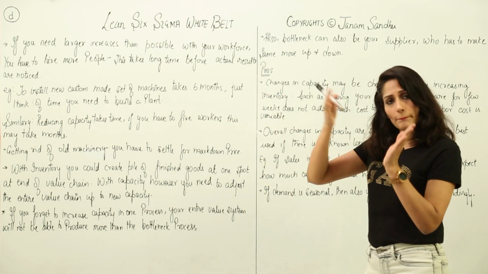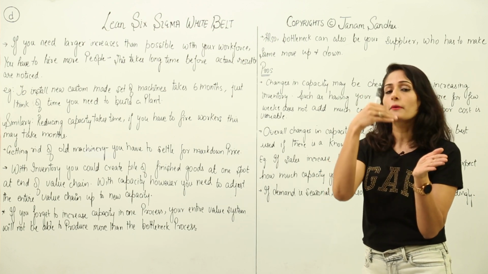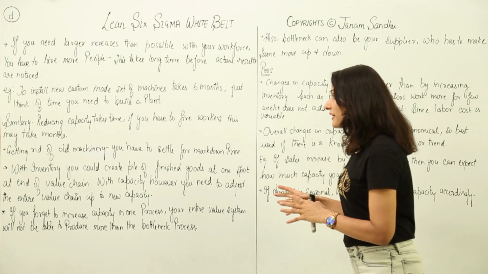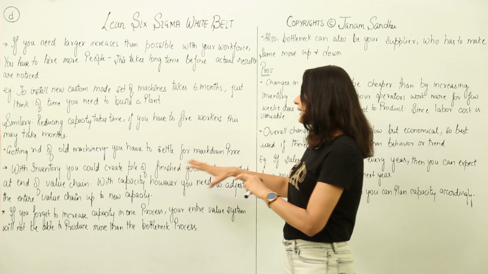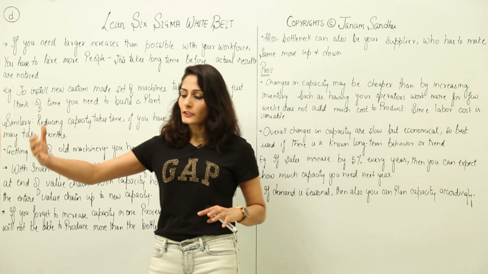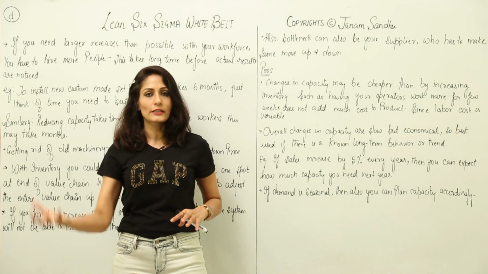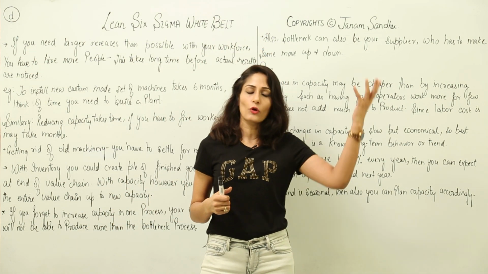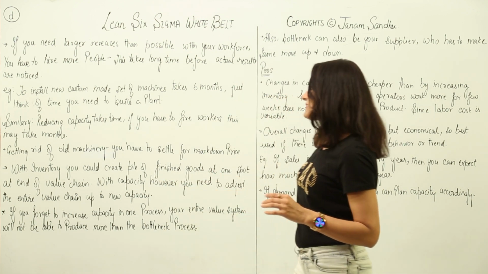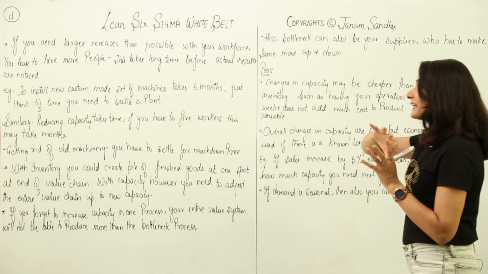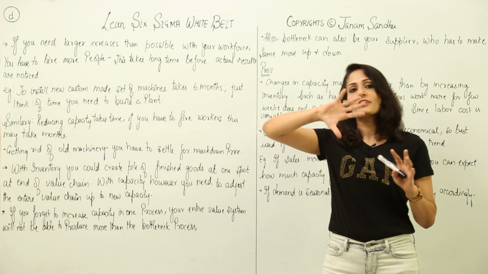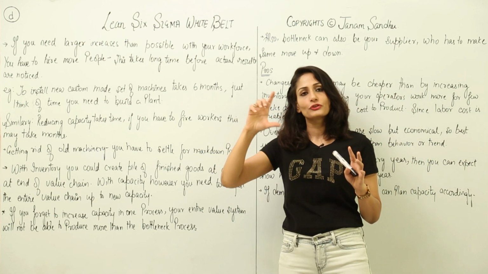But when we compare inventory with capacity, there are two things. When we talk about inventory, you actually only create a pile of finished goods at one spot at the end of the value chain. Either you have a lot of raw materials in the beginning of the supply chain, or you have a lot of finished goods at the end of the value chain. But the thing with capacity is that you need to adjust the entire value chain up to the new capacity. That should be working accordingly.